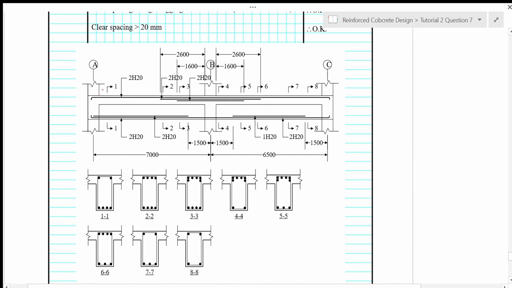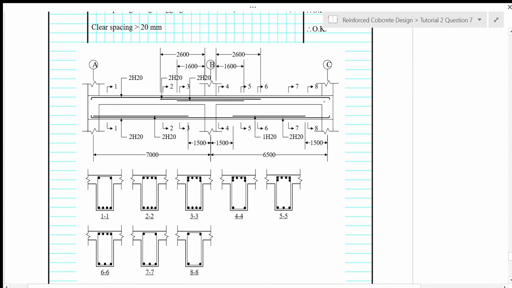By right, we should draw the shear reinforcement on the same diagram as well. But this diagram is not drawn to scale, so it becomes very messy if I draw the shear reinforcement together. In actual detailing, when we draw this to scale on A1 size paper, then you can indicate all the bending and shear reinforcement in just one diagram.